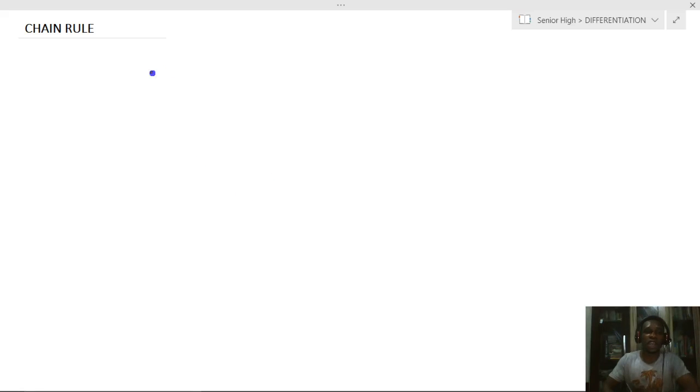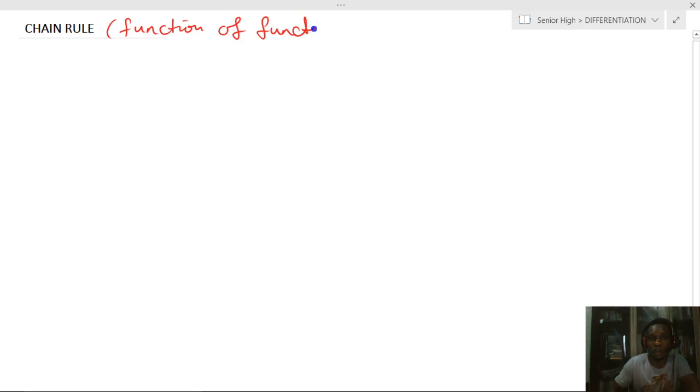Okay, so we're talking about the chain rule, or it's also called the function of function rule, and I'll tell you why. I think I even prefer the word function of function because it explains it very well. Now, what is the chain rule and what's the function of function rule? Let me give it a scenario.